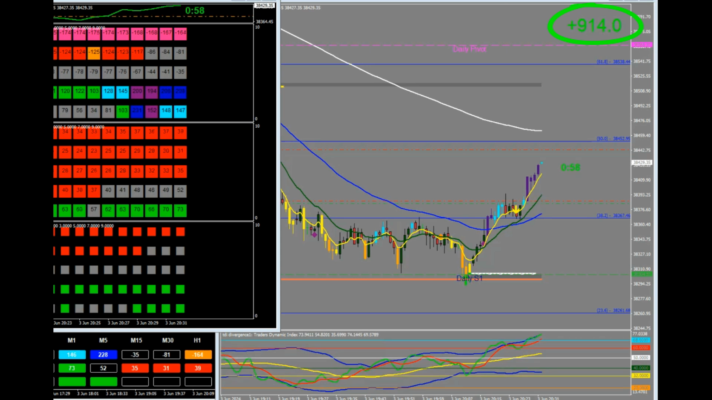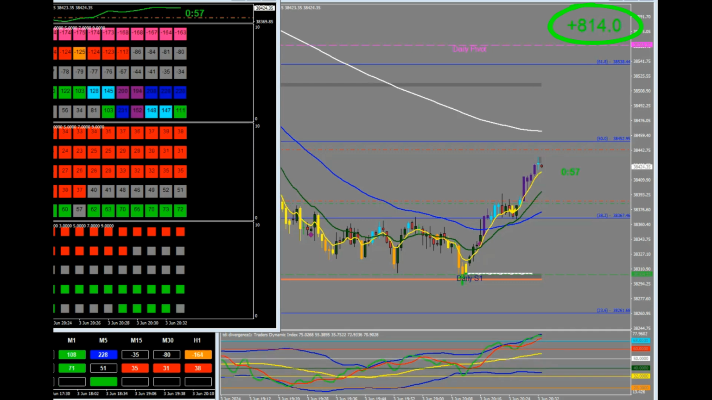We've had 3 really good trades behind us, so as this trade is approaching 1,000 pips and starts pulling back, we're going to go ahead and lock in 874 pips.